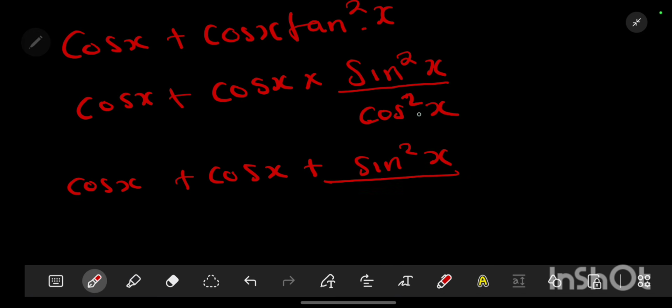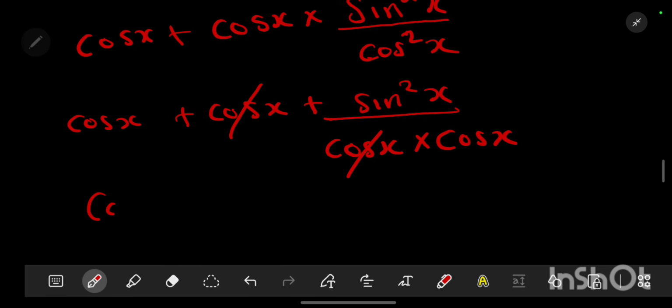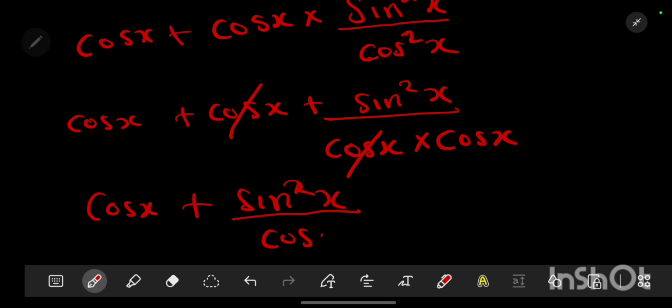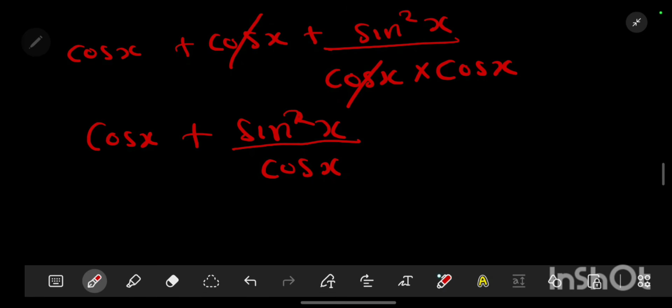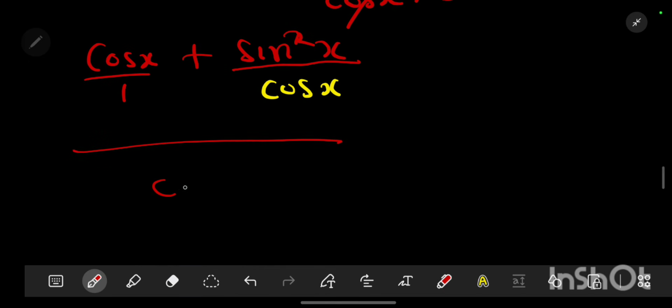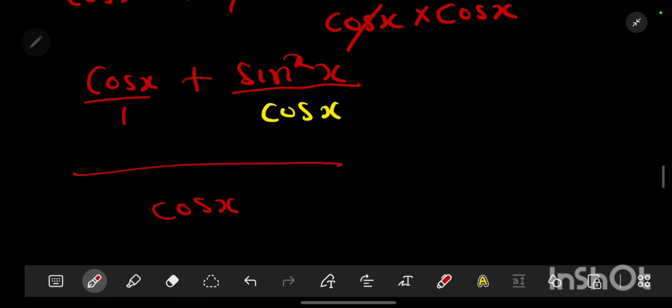Now this means that if we have cos squared x, it means that we have the cos of x times the cos of x, like that. So we cancel, we are going to remain with cos of x plus the sine squared x over the cos of x, like that. So after doing that, we are going to take this one as our lowest common denominator. Here we have over 1. So we are going to say this will be our cos x. Then on top it will be cos x.